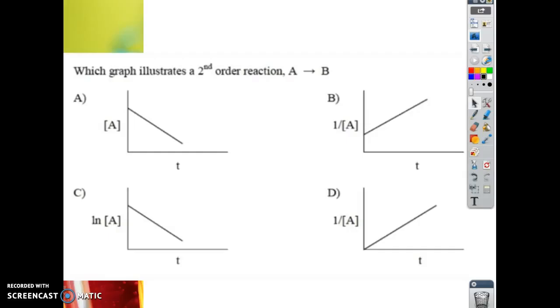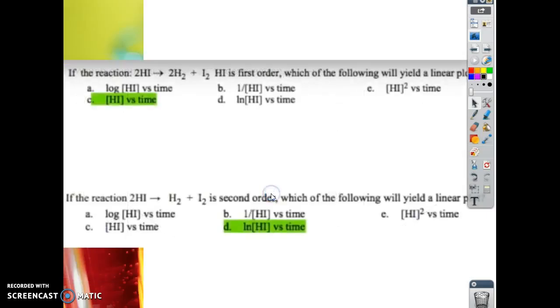Well, what does a second order reaction do? What does our line look like? Well, it would have a positive slope. So what does that eliminate? A and C. And we know it would be 1 over A. So it has to be either B or D. How do I know which one? Well, D starts at 0, B doesn't. Can we have a reaction if we start with 0 concentration or no reactants? No. So it narrows us down to B being the correct answer here.